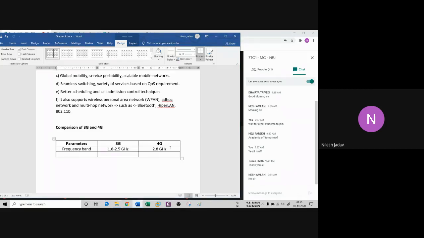The next parameter is bandwidth, and as I told you, bandwidth has not changed. It is again the same 5 to 20 megahertz band. So I'm going to say this is 5 to 20 megahertz band. Again 5 to 20 megahertz.